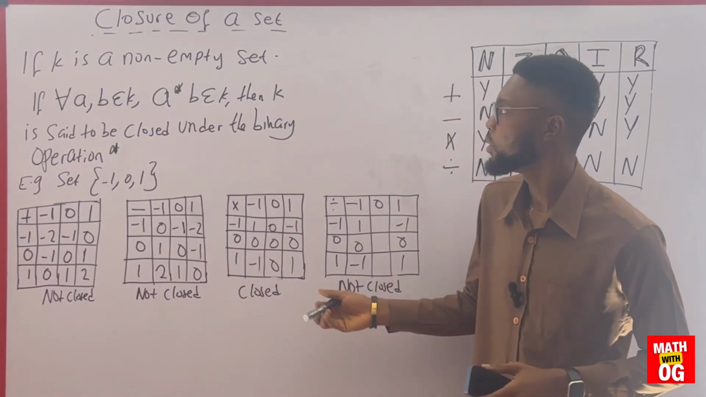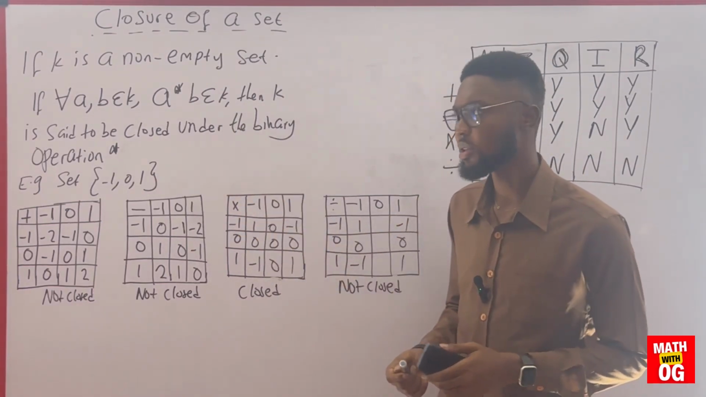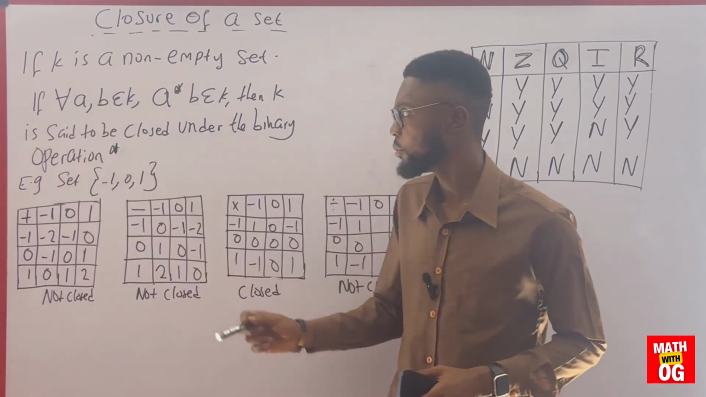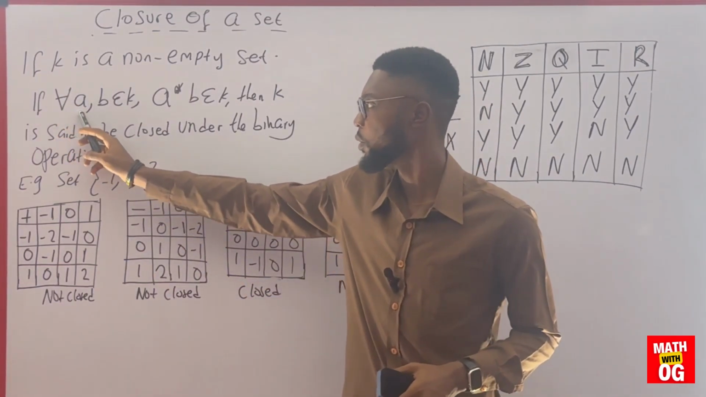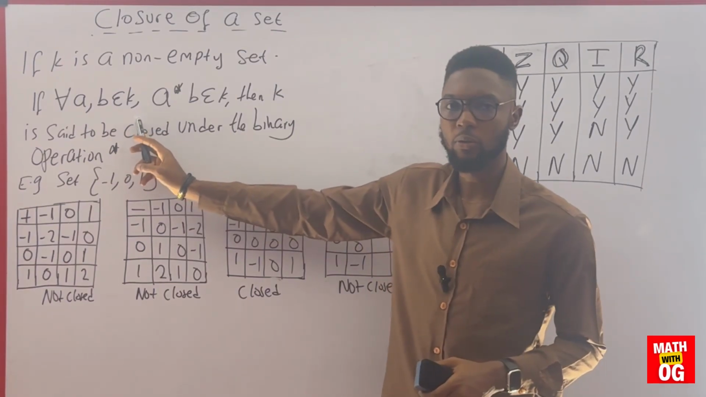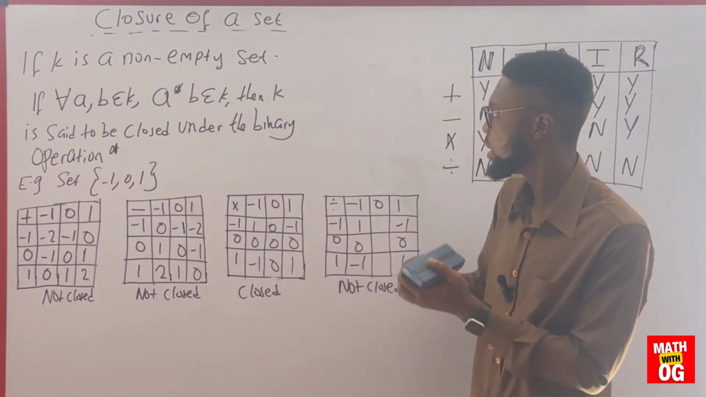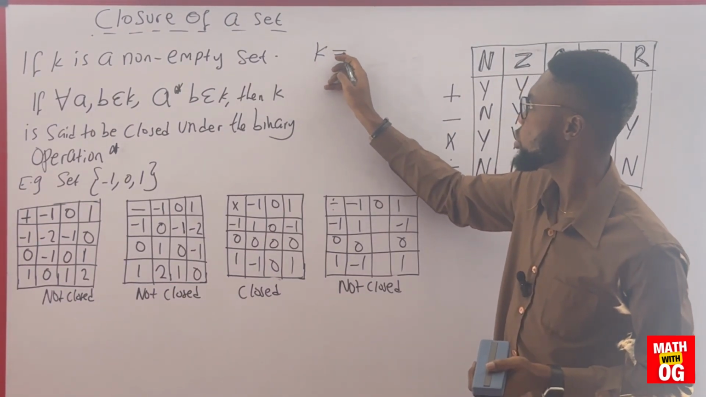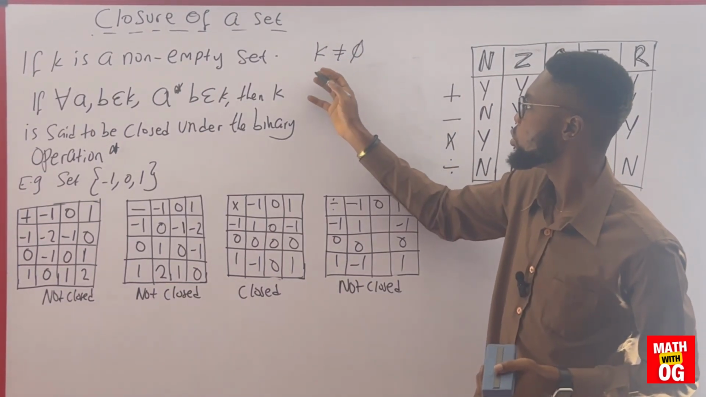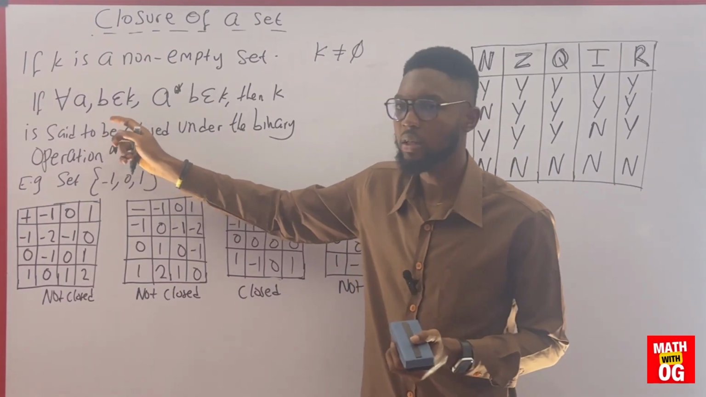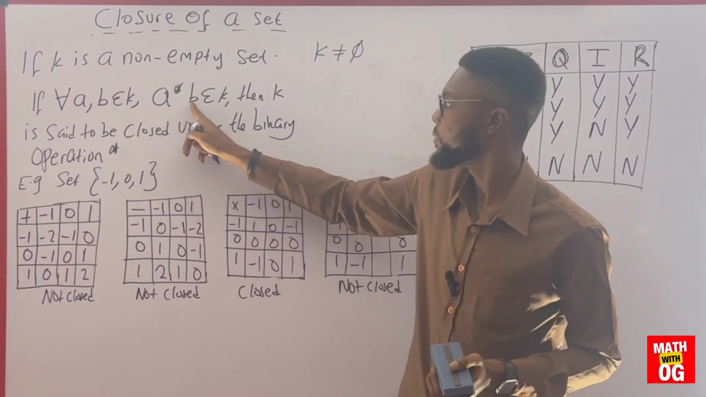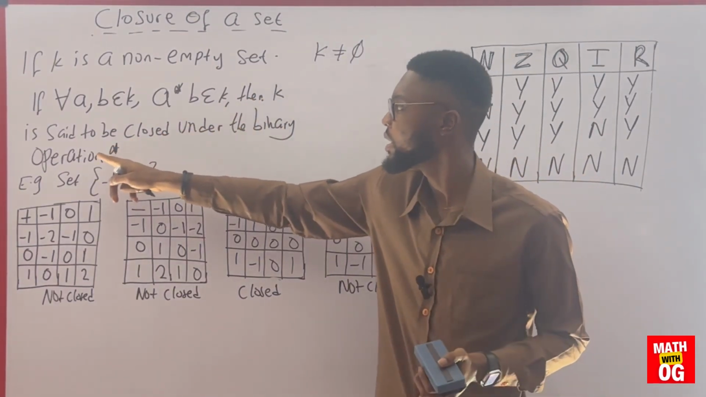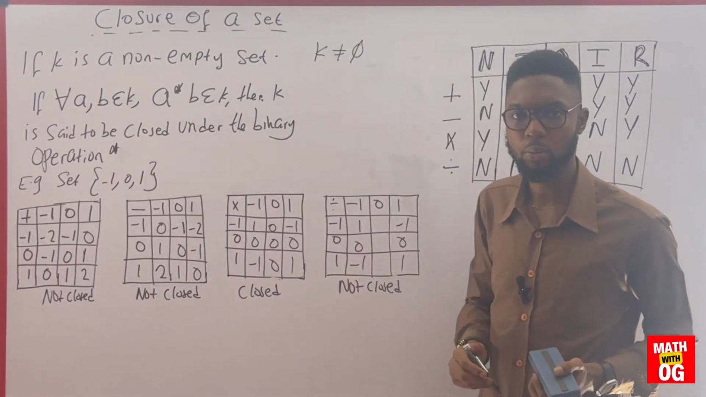Now, as you can see on the board, if K is a non-empty set, if for all values of A and B being elements of K, so I have a set K that is not empty. K is not an empty set. So all the elements in set K, when they operate on themselves, will also give you an element of set K. Then we can say that set K is closed under the binary operation.